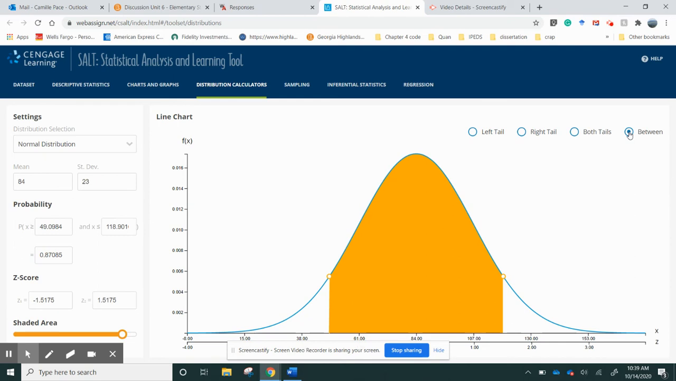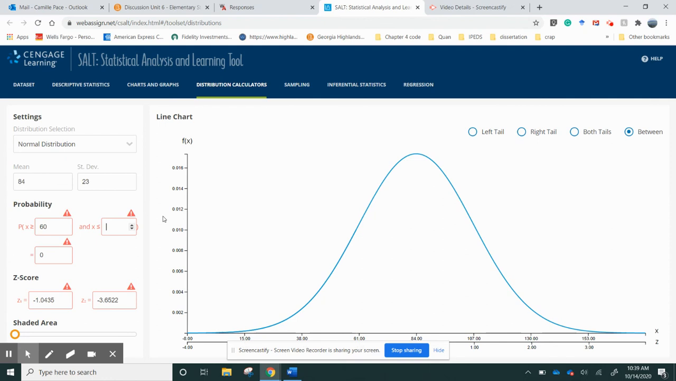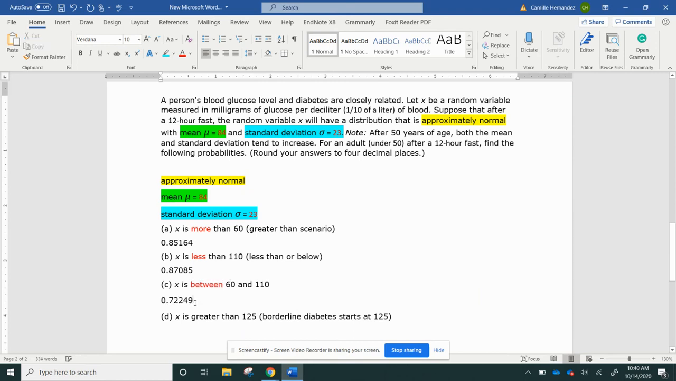You just click on it. Again, the mean and standard deviation are the same. All I'm going to put here now, always put your smallest first, and then put your highest here. Okay, and that's what I get. So between 60 and 110, I get this. Let me copy it and put it here. So around 72% of the people are between 60 and 110. That's what it means. But because it says probability, you want to keep it as a decimal. If it had said percentages, you would have wanted to change it.